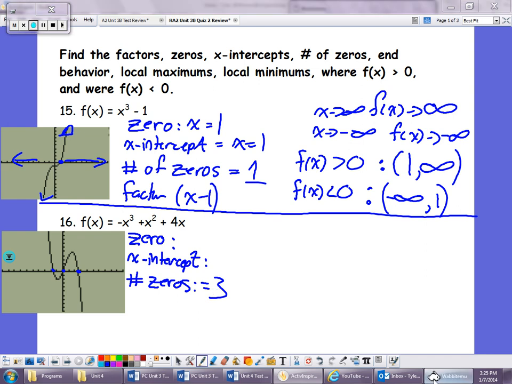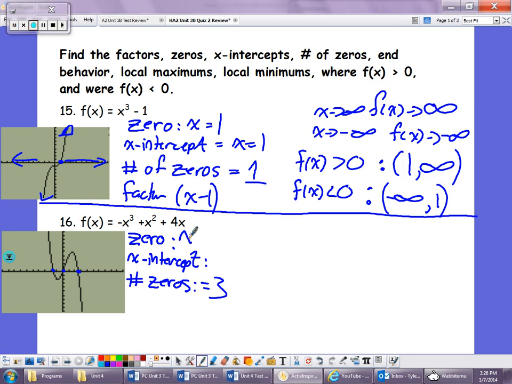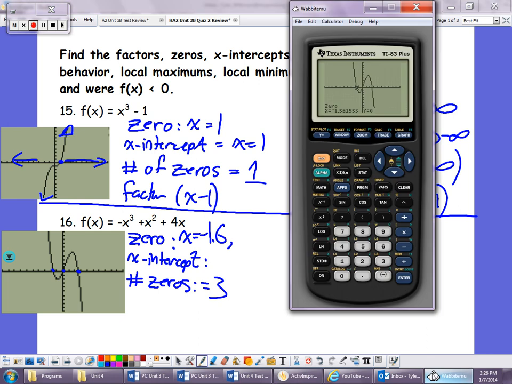All right. So I'm going to go back to my calculator, and again, I'm going to do second trace, number 2 for my zeros. Go left bound, so slightly left of my zero, slightly to the right of my zero, guess. It tells me it's at negative 1.56, so I'm just going to round that to negative 1.6. So x equals negative 1.6, but that's only one of my zeros, so I need to go back and get the other two. Again, second trace, zero. Go left bound, and this is pretty obviously going to be 0, but I'll go ahead and do it anyway.